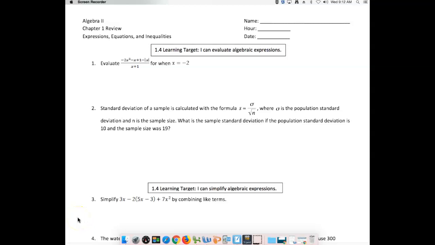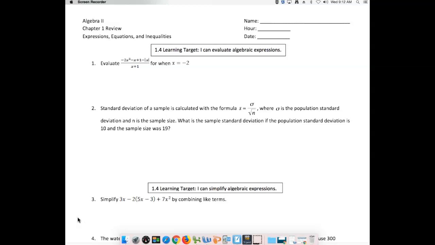All right, hello everyone. This is our Chapter 1 review practice test. I'm going to go through each problem just so you can see what our test is going to be like. Basically, how I go through each problem and how I show my work for each problem is how I'm going to grade it. So if I'm showing work, that's what I expect you to do on your test, okay?